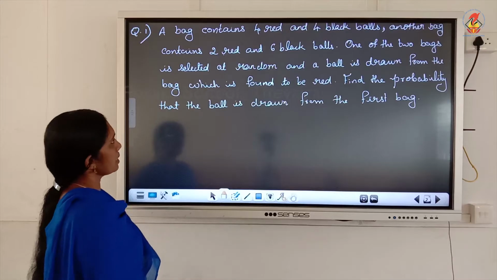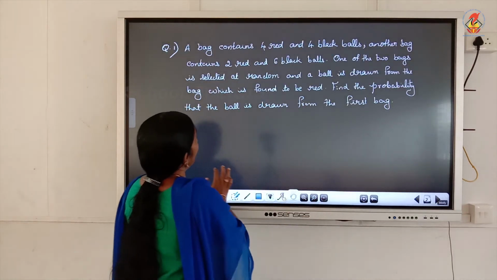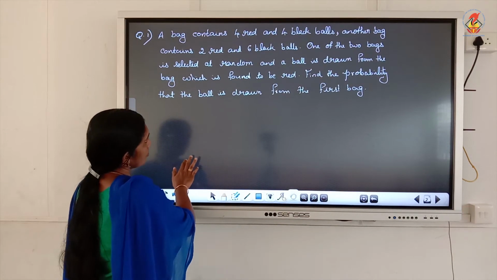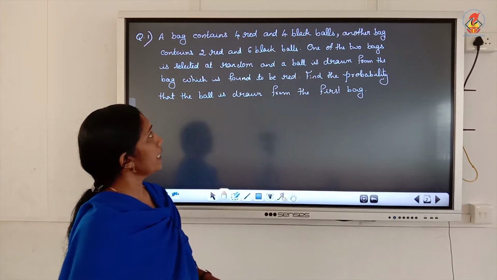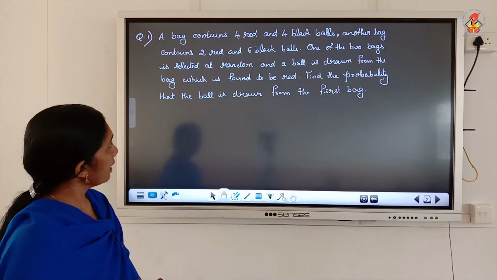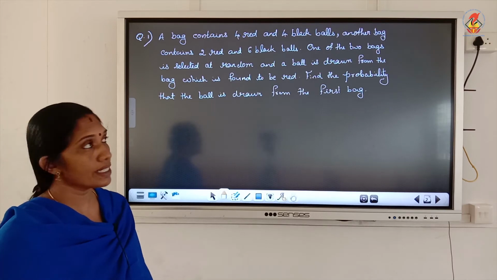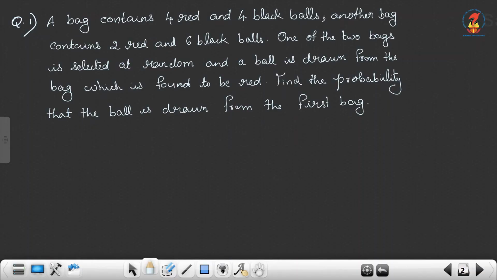So look at the first question. A bag contains 4 red and 4 black balls. Another bag contains 2 red and 6 black balls. One of the two bags is selected at random and a ball is drawn from the bag which is found to be red. Find the probability that the ball drawn is from the first bag.